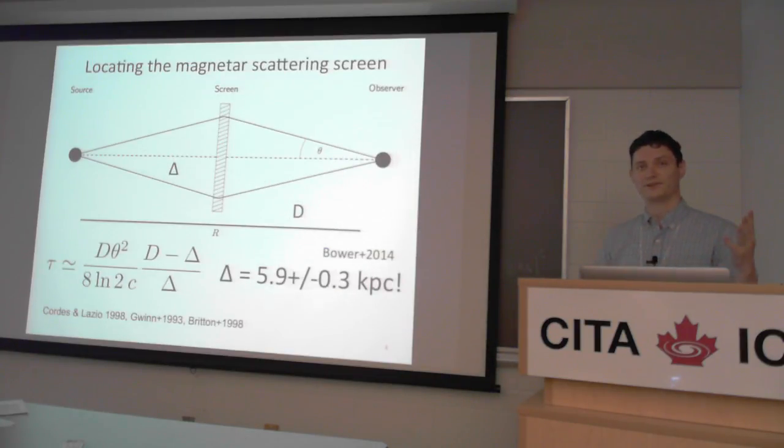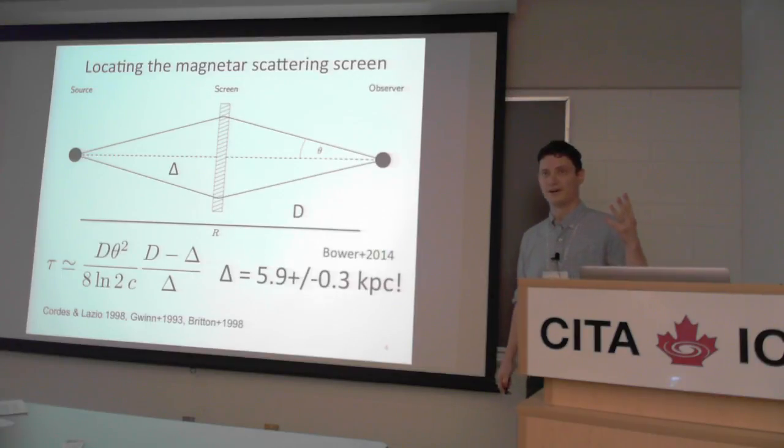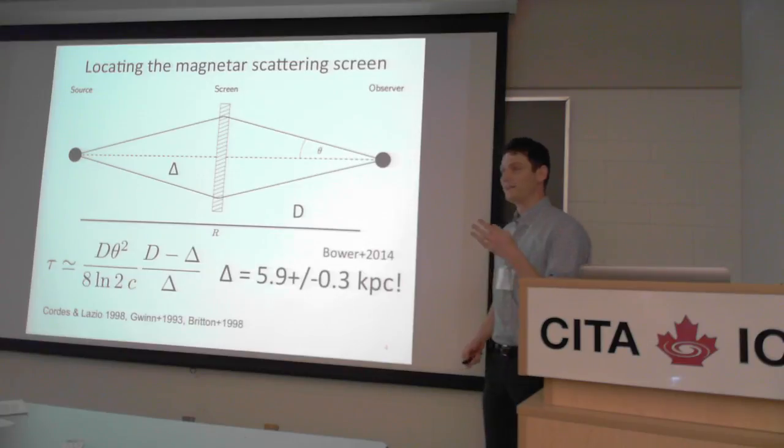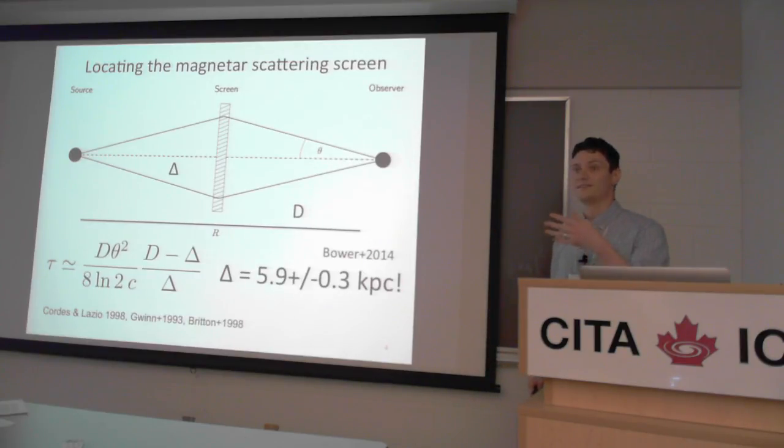Very similar to the studies of nearby pulsars that we heard about this morning and done in past work, you can immediately, in a thin screen model, locate the scattering along the line of sight to the object.